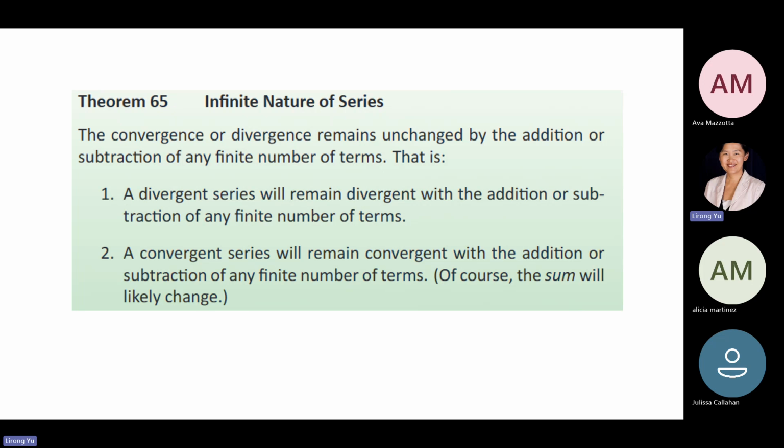So number one, if you have a divergent series, then adding or subtracting a few numbers in the whole series will still leave it divergent, because it's the infinitely many numbers that cause it to diverge. The second one is if you have a convergent series, it will remain convergent if you add or subtract a few numbers in the whole list. The value will change, but the actual convergence fact stays the same. Any questions?